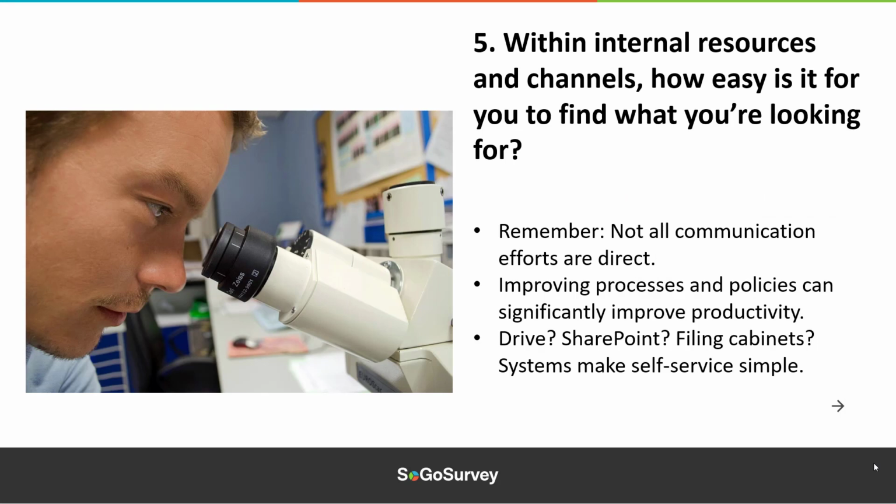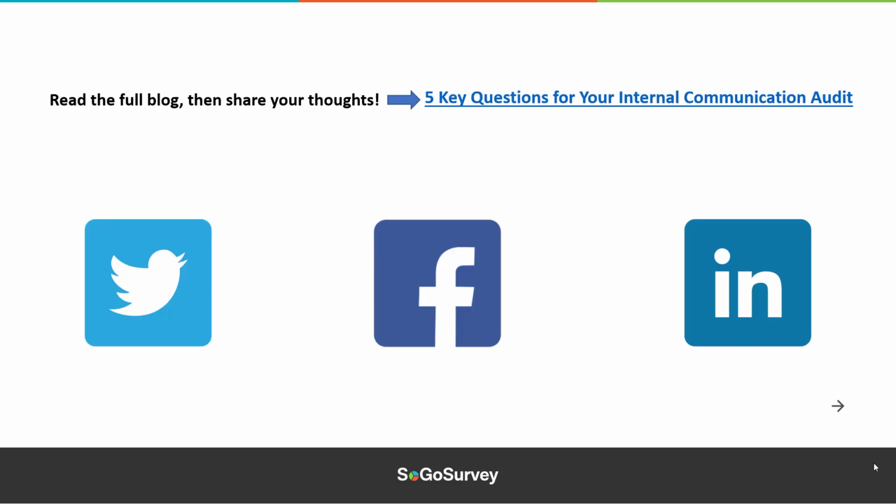And 5, internal resources and channels. Is it easy for people to find the resources that they're looking for? If people can find all the data that they're looking for, it sets you up in good stead. It's self-service as a model.